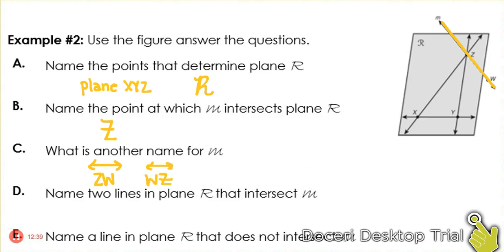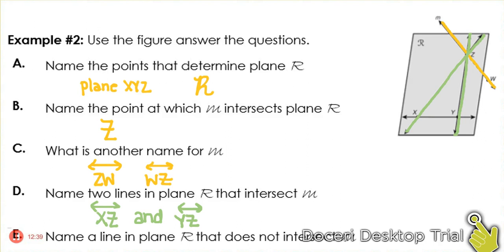or ZW. Name 2 lines in plane R that intersect with M. So what 2 lines intersect with line M? Well, this line right here intersects with line M, the yellow line. And so we're going to name that line XZ. You could also name it line ZX. And then our other line that intersects with that yellow line would be this one right here. And notice the only 2 letters on that line are Y and Z, so I only have one choice to name that. So I can either name it YZ or ZY.